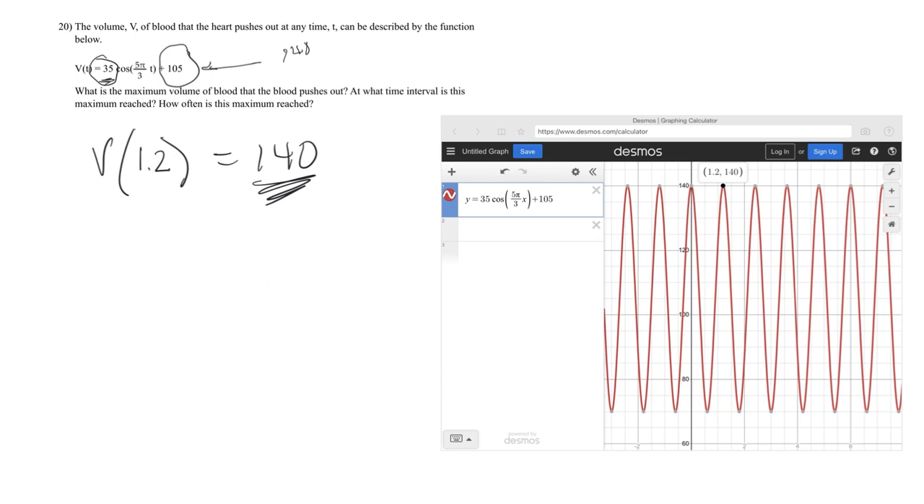Then they say, at what time interval is this maximum reached? Well, it's reached there. Let's see when else it's reached. It's reached there, and there, and there, and there. So it looks like it's every 1.2 seconds. So the interval, I would say 1.2 seconds. That's when it reaches that first maximum right there. And for how often it's reached, you can say every 1.2 seconds it comes back up to 140. So that's how I do that question.